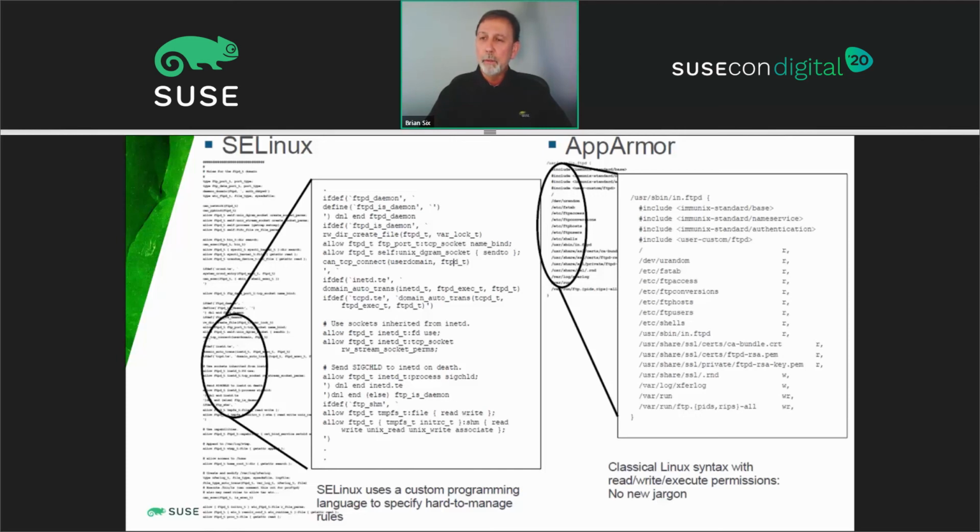AppArmor, again, is installed by default on our SUSE Linux servers, although SELinux could be used, and you're welcome to try that. It's not installed by default. AppArmor is, and you can make that choice on your own.